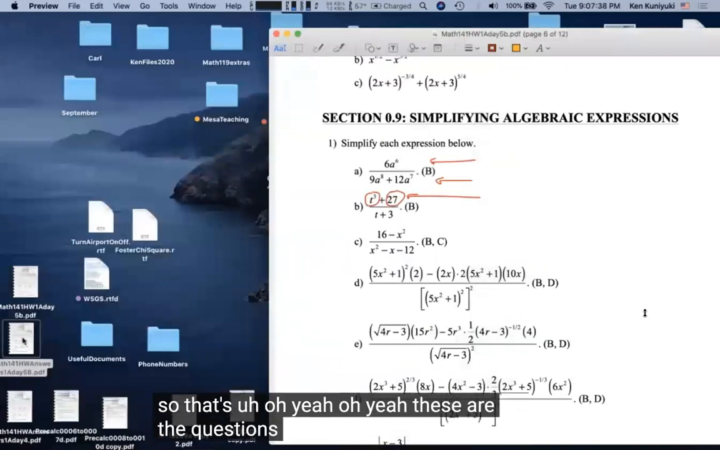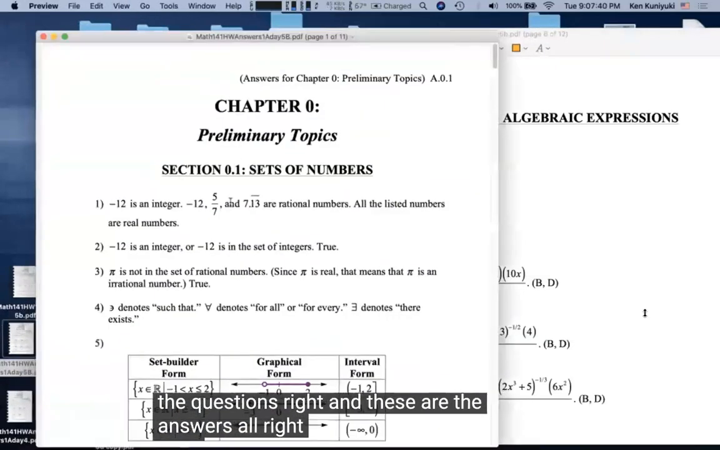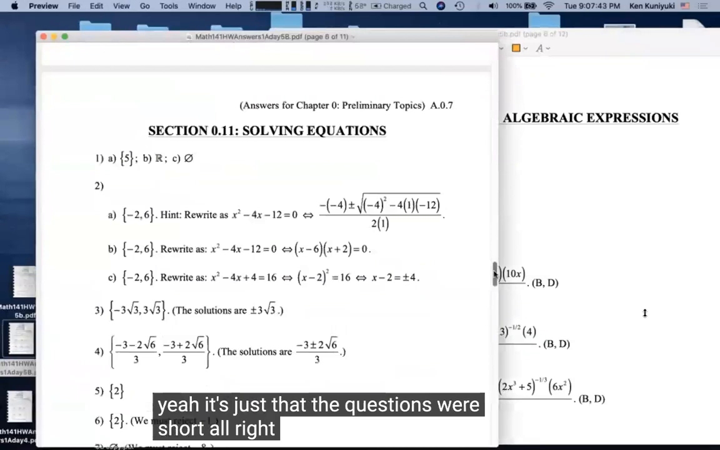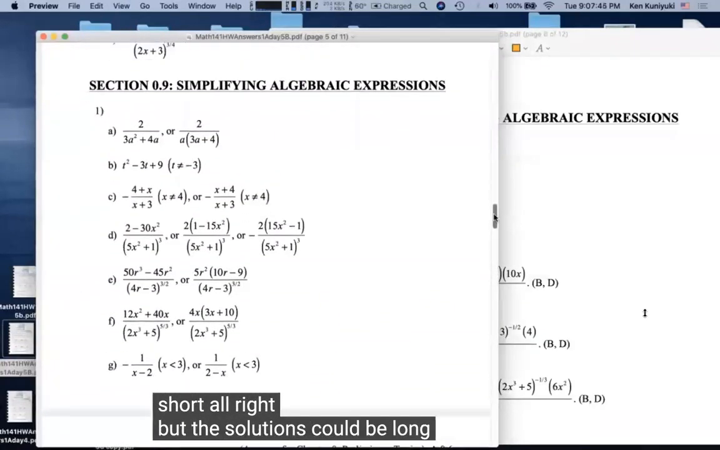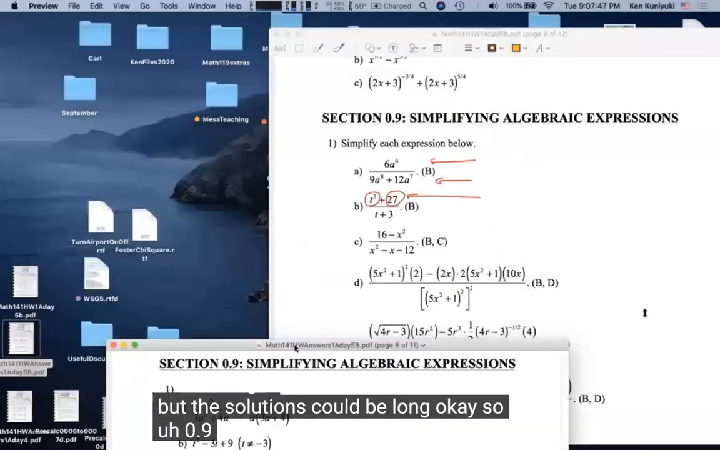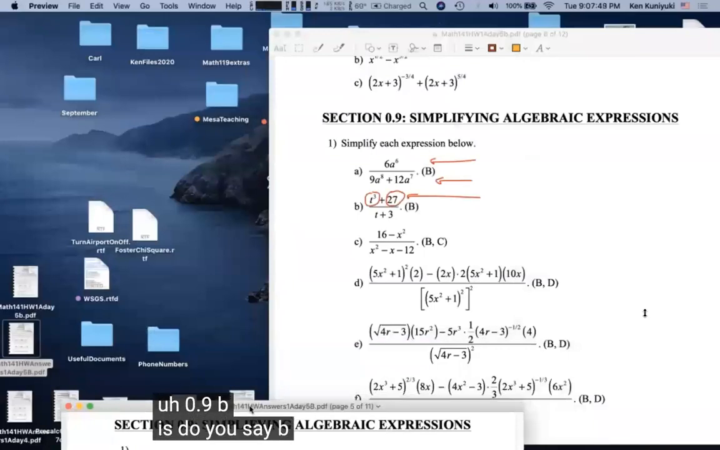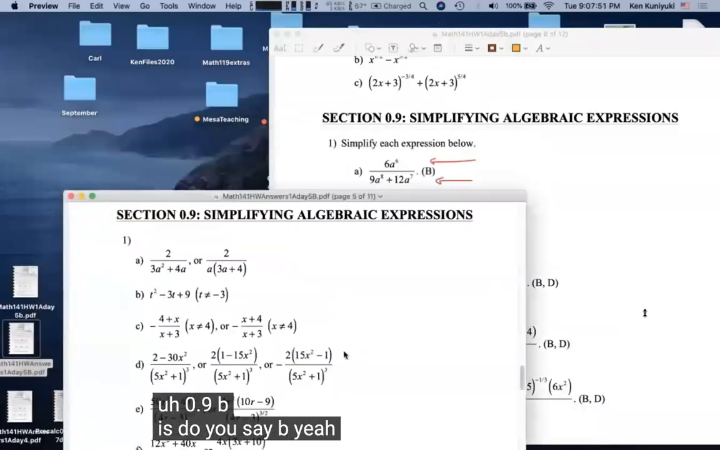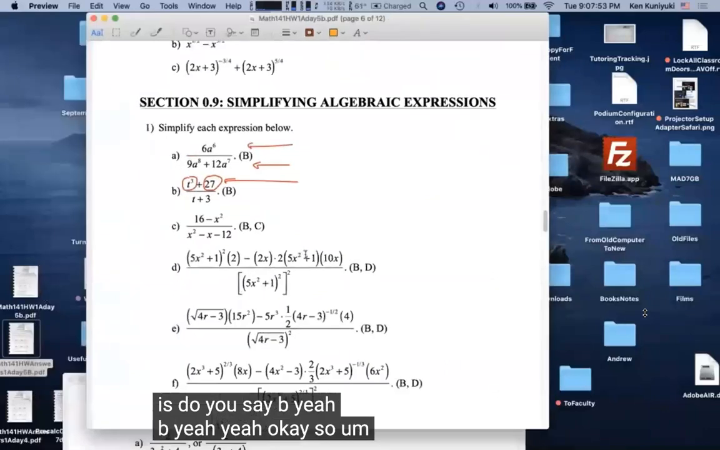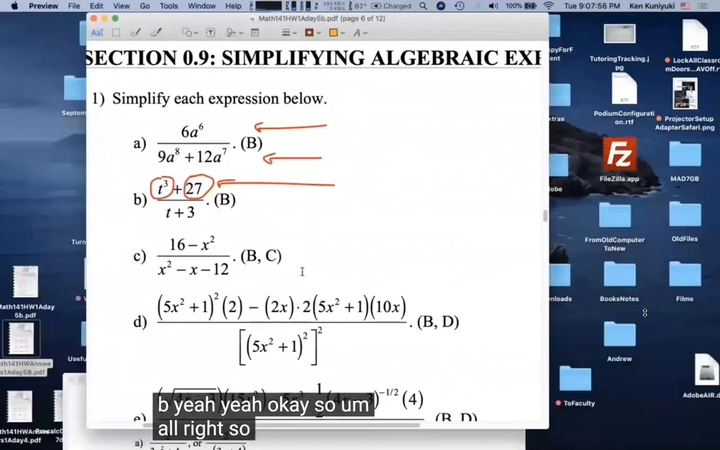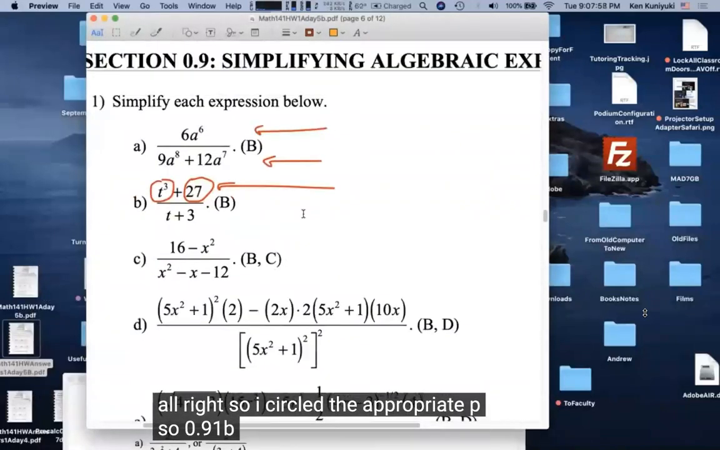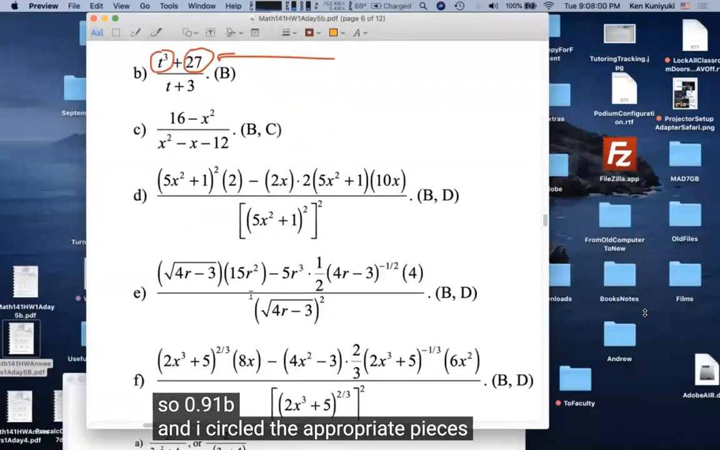These are the questions, right? And these are the answers. Yeah, it's just that the questions were short, but the solutions can be long. Okay, so 0.9 B. Did you say B? Yeah, B. Okay. So I circled the appropriate pieces. So this is 0.91 B, and I circled the appropriate pieces here.